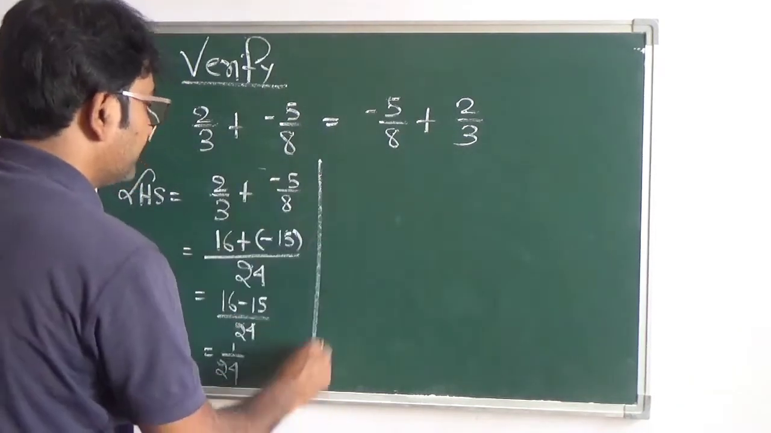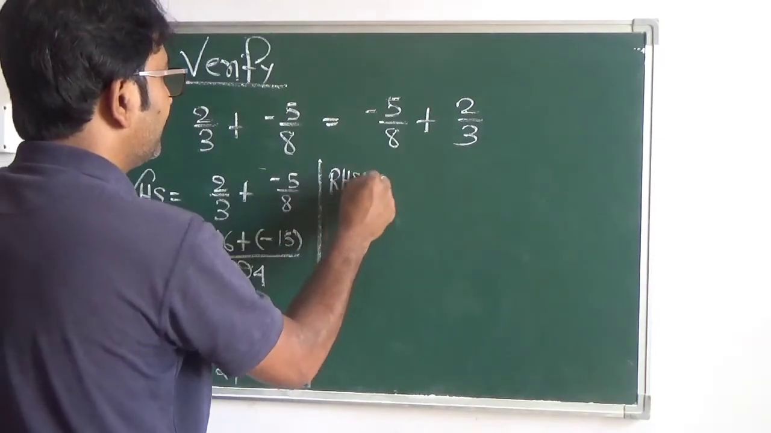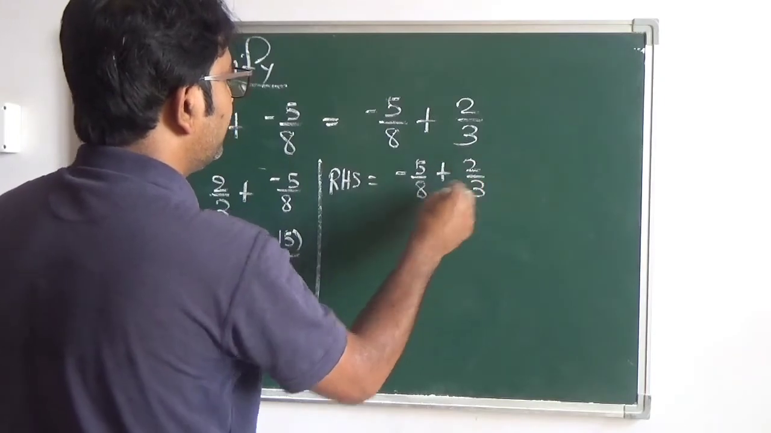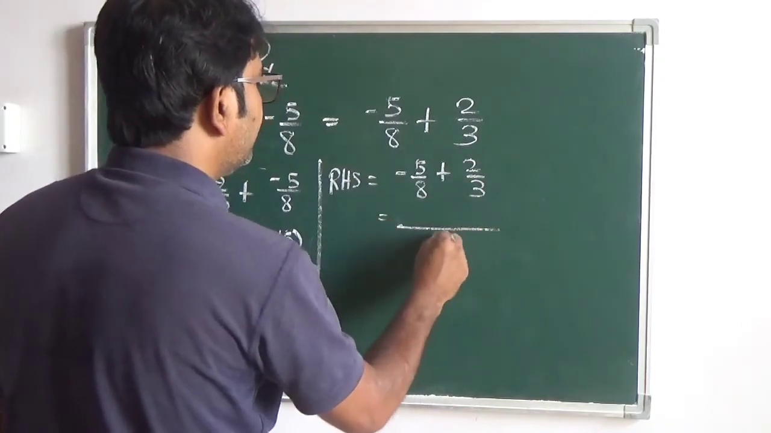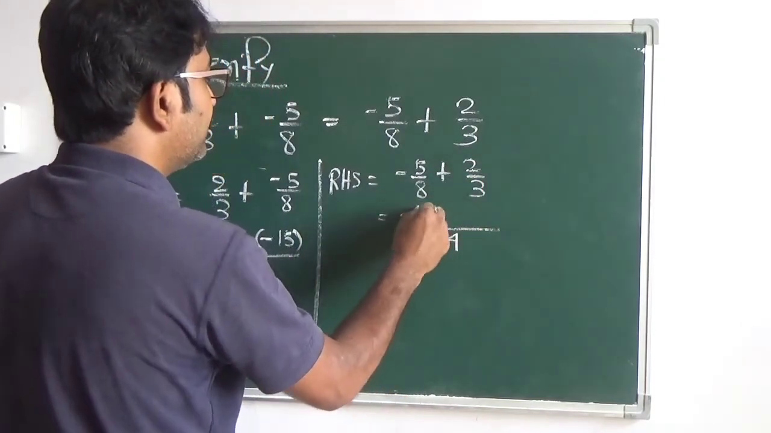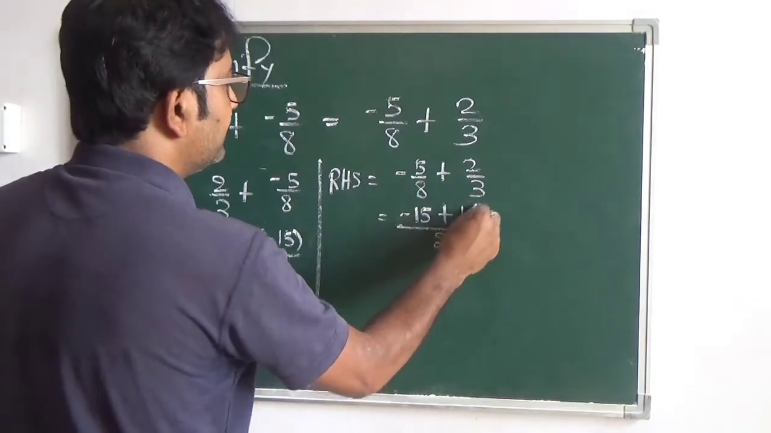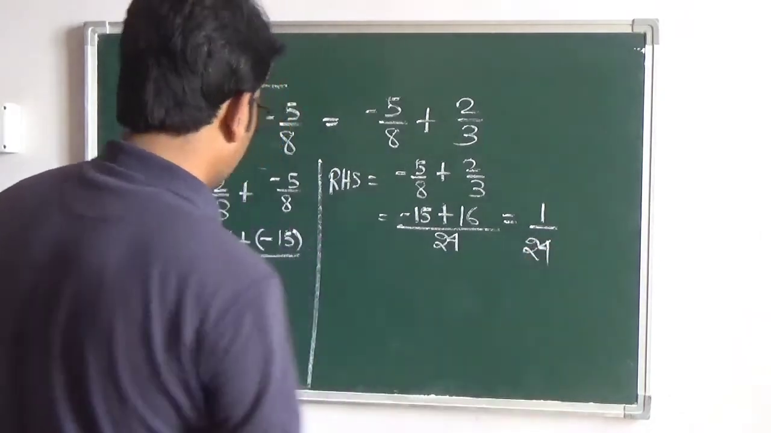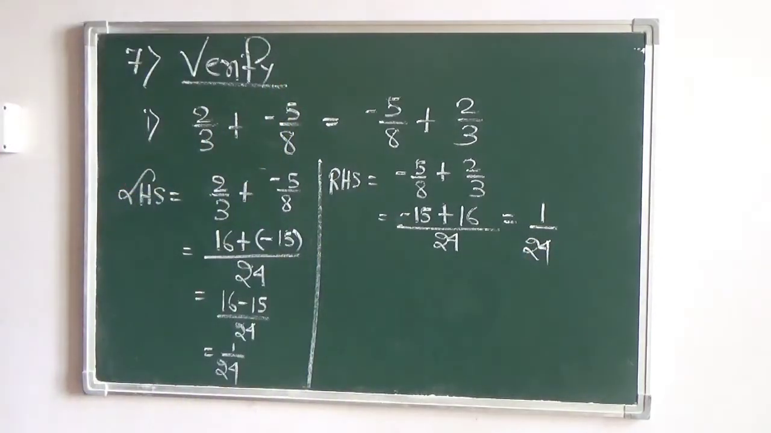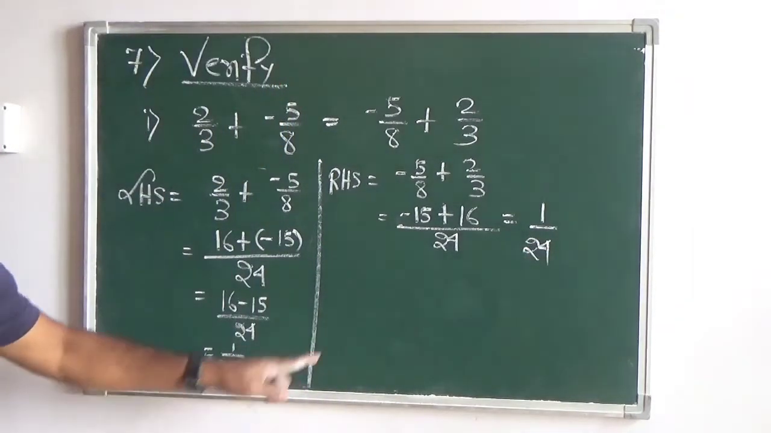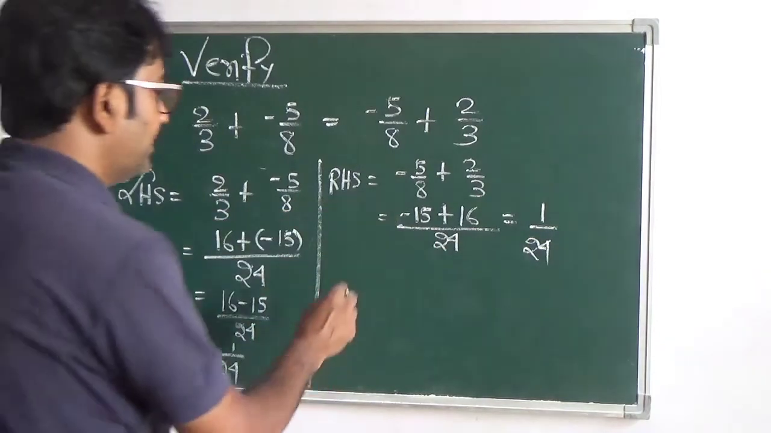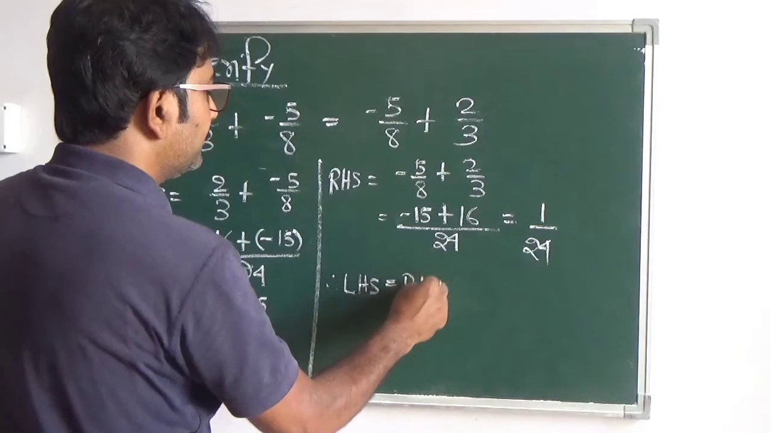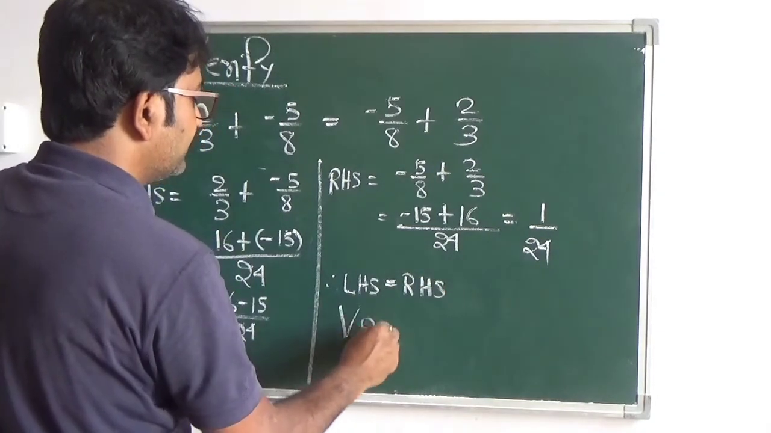So let us check the right hand side. It is minus 5 by 8 plus 2 by 3. LCM will be again 24. This is minus 15 plus 16, and that is equals to 1 by 24. So in both the cases, on the left hand side the answer is 1 by 24, right hand side is also 1 by 24. So you will write therefore the left hand side is equals to right hand side, hence it is verified.